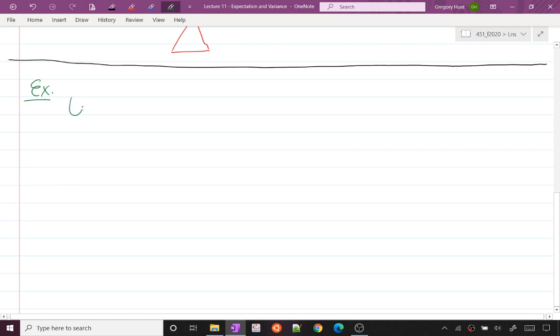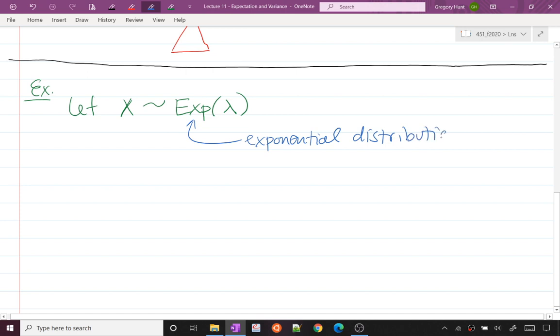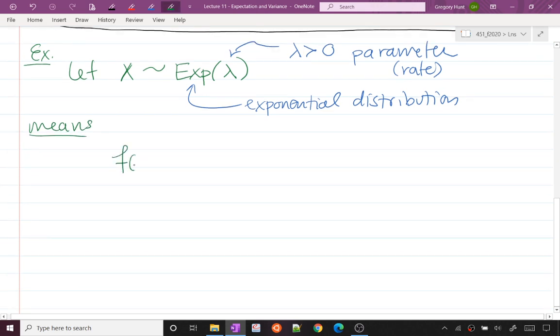Example. Let x be a random variable, and we're going to say x is distributed with an exponential distribution with a parameter lambda. This is how we denote what's called the exponential distribution. This lambda here is some positive parameter. So we read that as x is distributed as the exponential distribution with a positive, what's called the rate parameter, in this case, lambda. What that means, practically, that's all just notation, that means that my pdf, so this is going to be a continuous distribution.